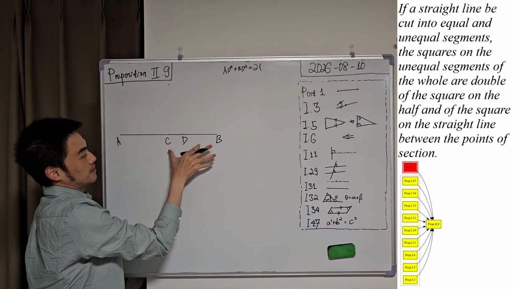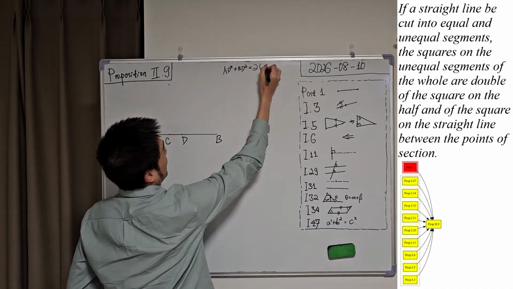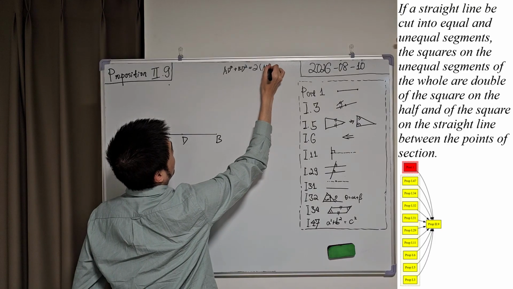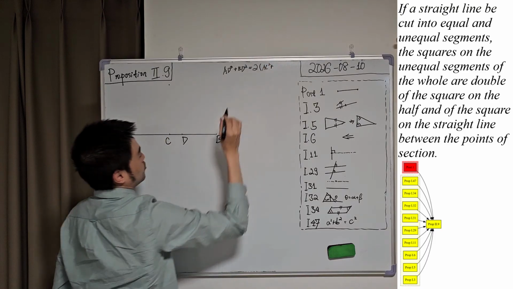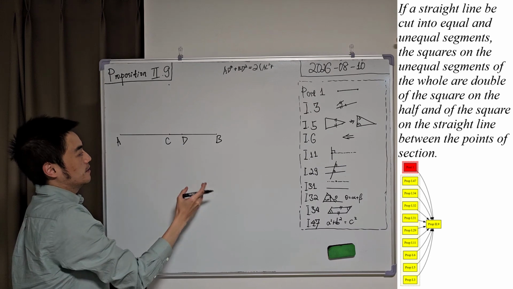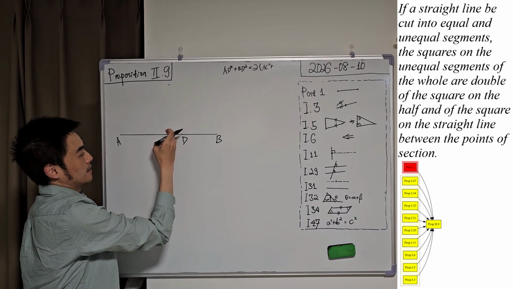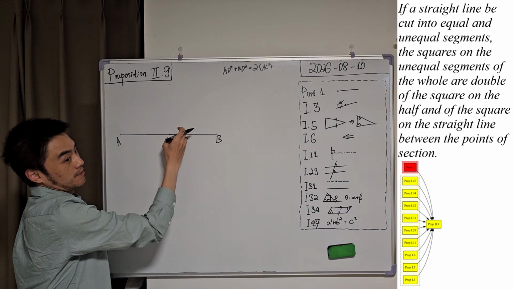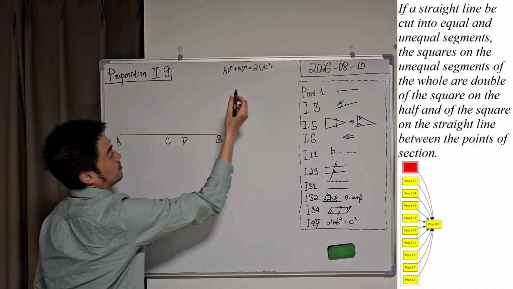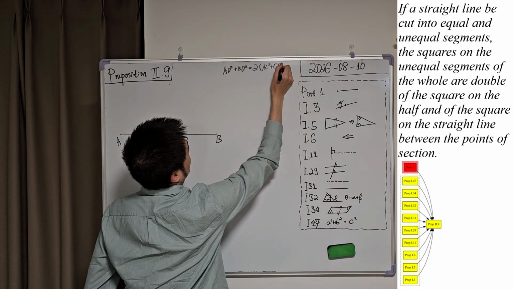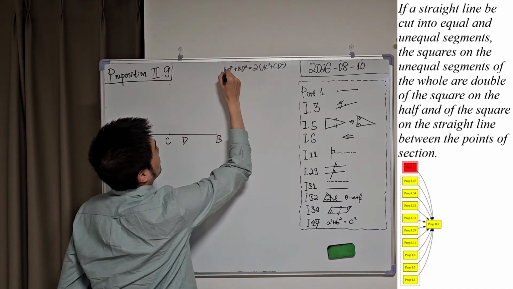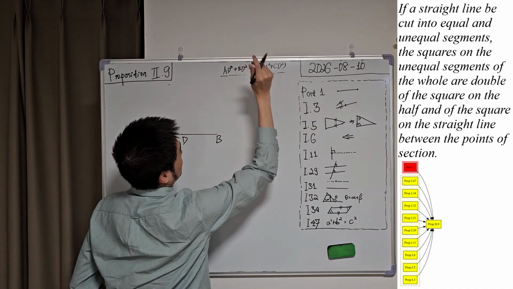C evenly divides AB into two equal segments, so the half will be AC square, as well as the square on the straight line between the evenly divided point and the unevenly divided point, which means CD square. So let's give it a proof.